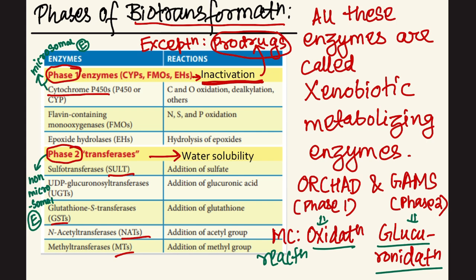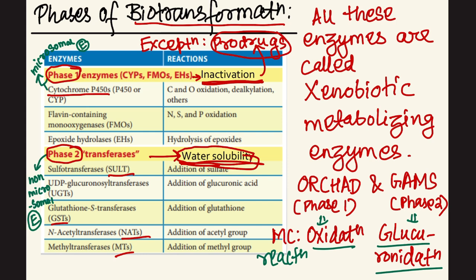Then after the inactivation is done, the water solubility of the drug has to be increased, only then can it be excreted in the urine, right? So in phase 2, the phase 1 product is converted into a more water soluble form by conjugation, that is by adding some functional groups to it.